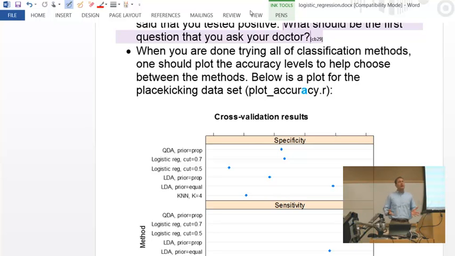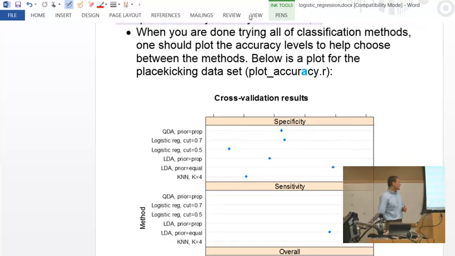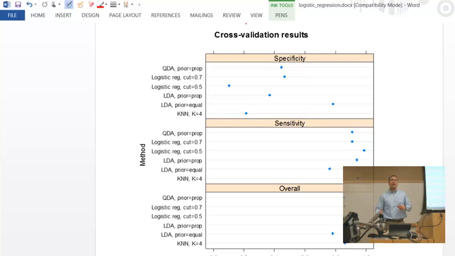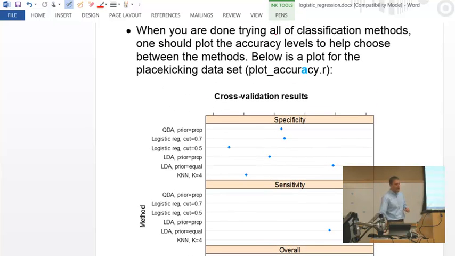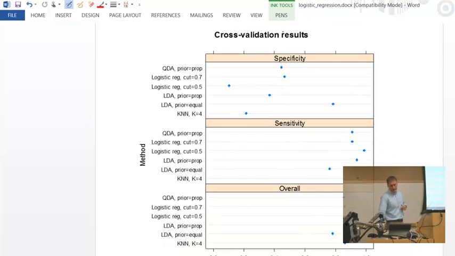And what I recommend that you always do is do a plot such as this. This, of course, is a trellis plot that we saw back in the graphics section. My actual code to construct this plot is in plot_accuracy.r. Please look at that on your own. And so with a variety of methods that we've tried with the place-kicking data set itself, I've simply summarized the specificity, the sensitivity, and the overall accuracy.